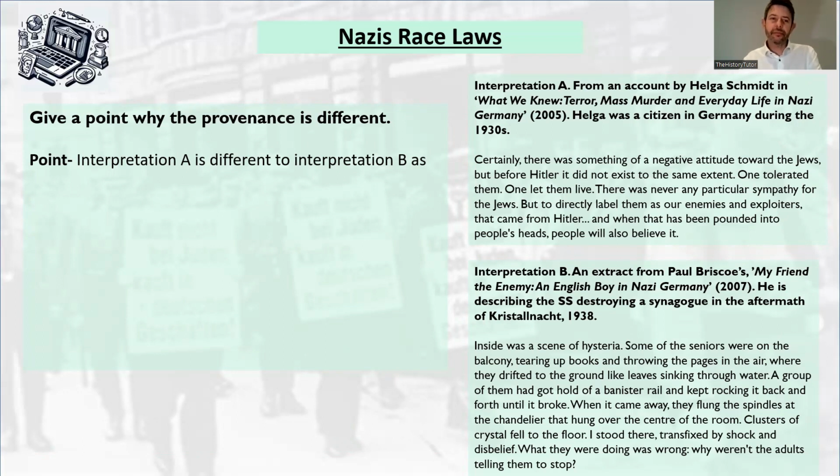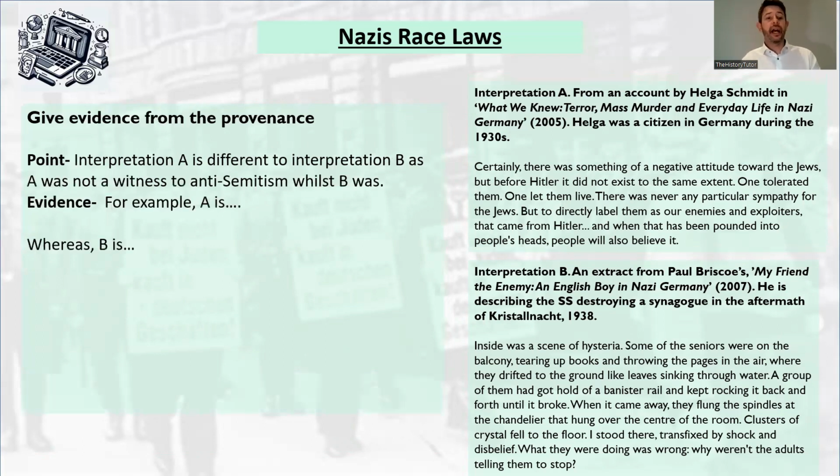Okay, so here's my idea. Interpretation A is different to B, as A was not a witness to anti-Semitism, while B was. We could take that a step further if you like. A is also German, he's indoctrinated. B is not. Take that a step further if you like. Okay, so now let's pick out the evidence. Pause and give a little bit of a description about what you see in the provenance to back up that idea from both, using the word whereas as a lovely contrasting word.